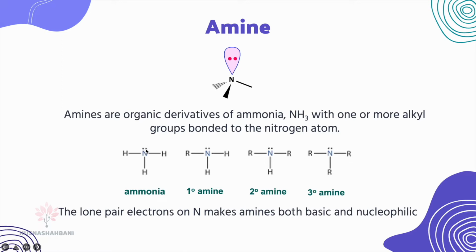The lone pair of electrons, here we have one lone pair, 2 electrons in total, on this nitrogen atom makes amines both basic and nucleophilic. So here it is electron rich, so that's why it is nucleophilic, and it is basic because it has electrons, it can receive the H+, so that's what makes amines basic.